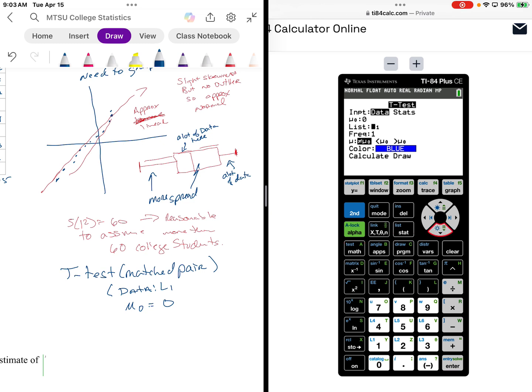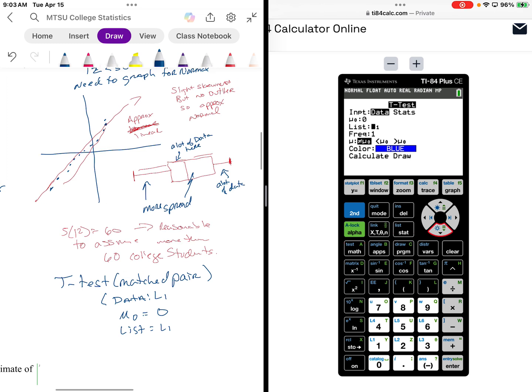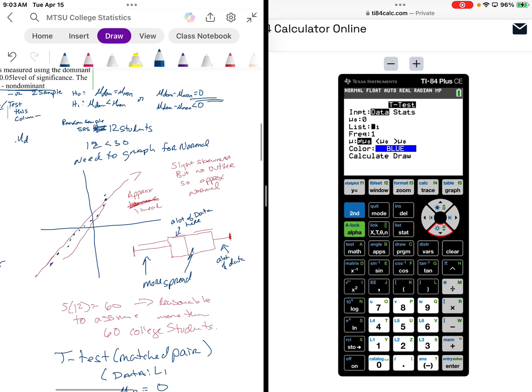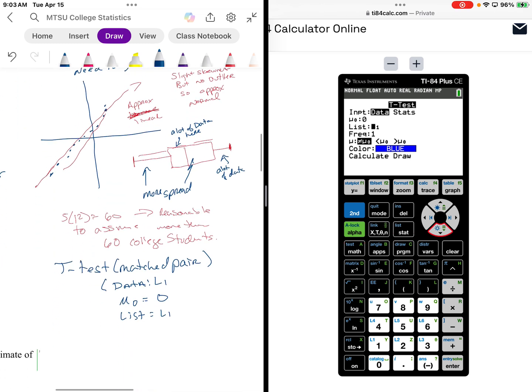So my stuff's in L1. So my list is L1. Again, as I look at my alternative hypothesis, we used where it was less than. So I want to choose less than mu naught. So I want to go down here, choose the middle option. And then we're going to go down to calculate.